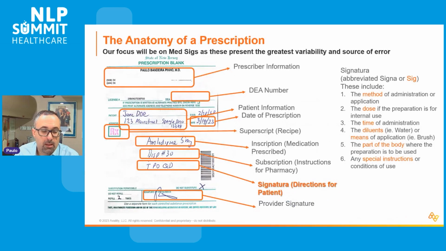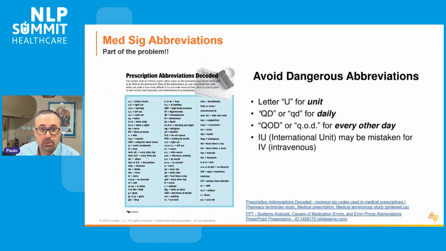And so you'll notice that on this particular slide, I documented QD. So QD is actually a dangerous abbreviation. And here are some of the laundry list of abbreviations that actually are included in a prescription. And then over to the right, you actually see some of the dangerous abbreviations, like using the letter U for unit, or using QD or lowercase qd for daily, not to be confused with QOD for every other day. Things like IU for international unit can actually be mistaken for IV, intravenous.